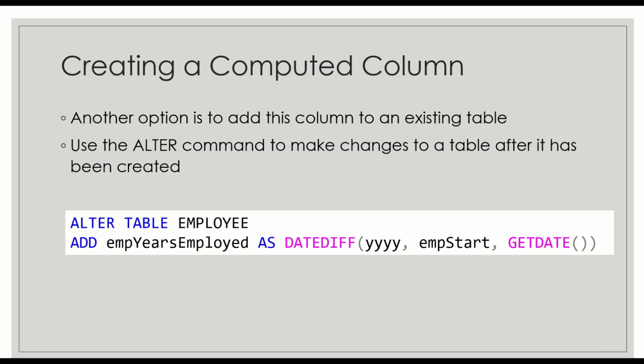So ideally, we would just want to alter a table if it was already existing and we just wanted to add something on. So here's the syntax for adding a computed column to an existing table. We start off with alter table and the name of the table, and then add, and the column definition is the same here. So we give it a name, as, and then the formula that calculates the results.